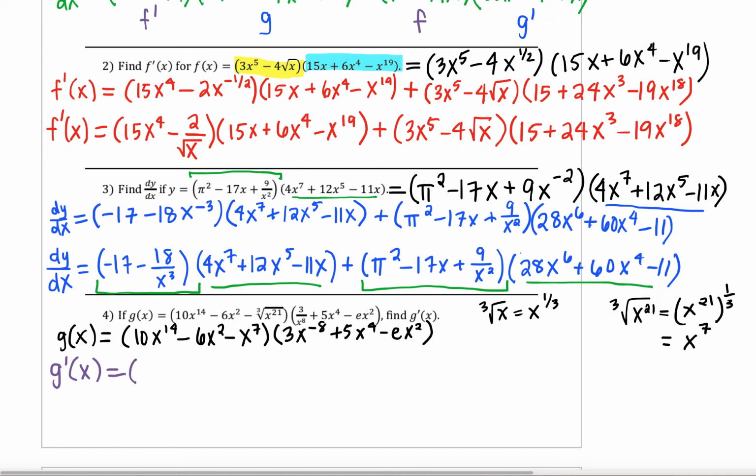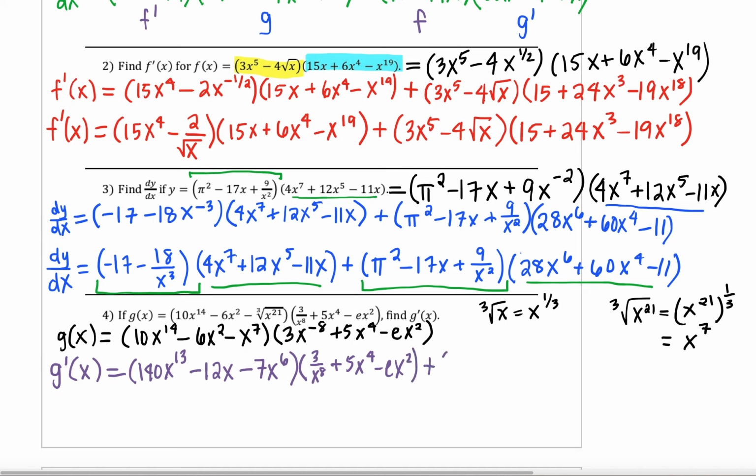So our derivative of 10x to the 14th would give me 140 x to the 13th minus our derivative of the next term, which would be 12x minus the 7x to the 6th. So that first piece right there is the derivative of the first function. Now times, I want to keep the second function the same. To save myself space, I'm going to rewrite that as a fraction since I'm not taking a derivative here.